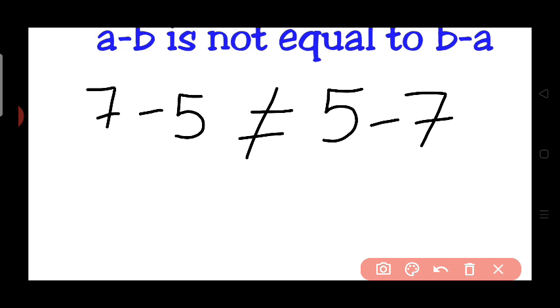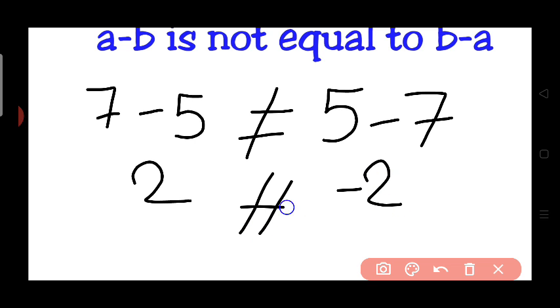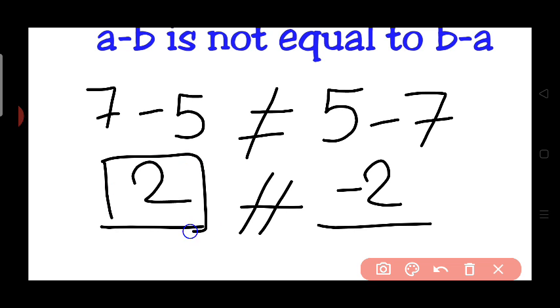Why so? Because the result of 7 minus 5 is 2, but 5 minus 7 is minus 2. That is not equal, because one is positive and one is negative, and only the positive one is considered a whole number. So commutative property does not hold true for subtraction of whole numbers.